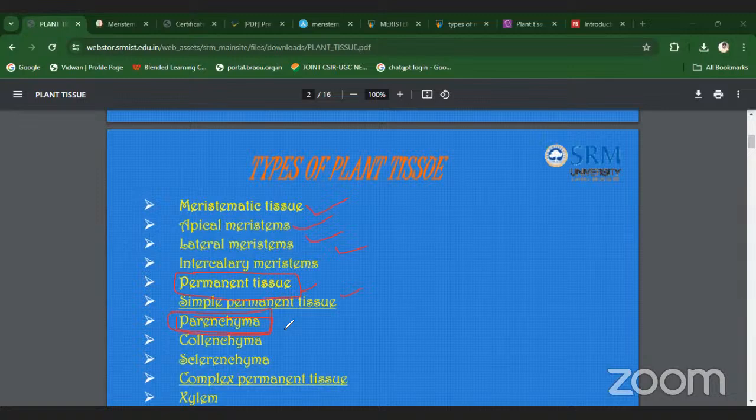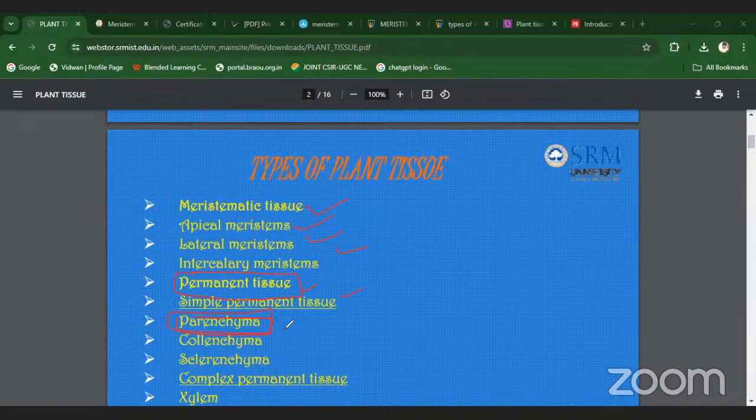The shapes may also differ, but now the types of parenchyma. Remember, wherever there is soft tissue, parenchyma is present. Where are the parenchyma cells present inside the plant? Roots, stem, leaf.